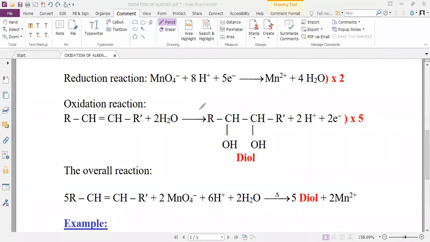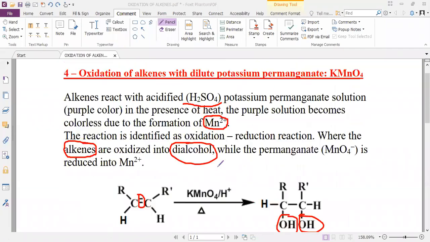Now, then we add H2O: 8H2O here, and here we have 10H2O, so 2H2O will be left in the reactant. Now the diol, it will be RCH. This compound, you have to replace it by the word diol, plus 2Mn2 plus. So here we get the balanced equation.